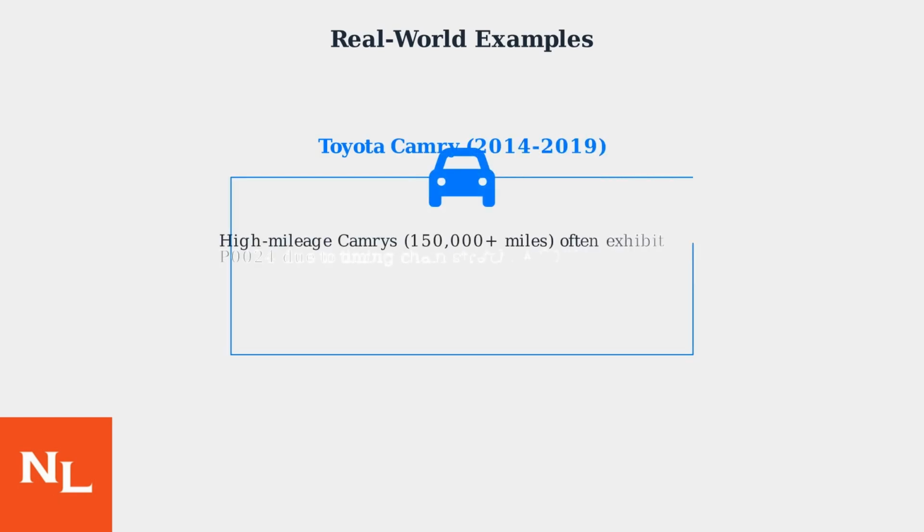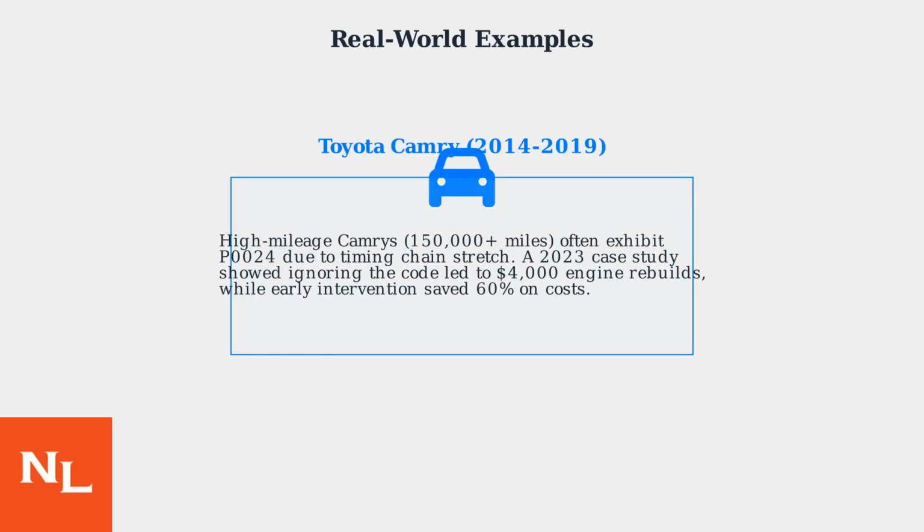Toyota Camry models from 2014 to 2019 with high mileage, often exceeding 150,000 miles, frequently show the P0024 code due to timing chain stretch. According to a 2023 case study, ignoring this code can result in costly $4,000 engine rebuilds. However, early intervention through maintenance can save up to 60% on repair costs.